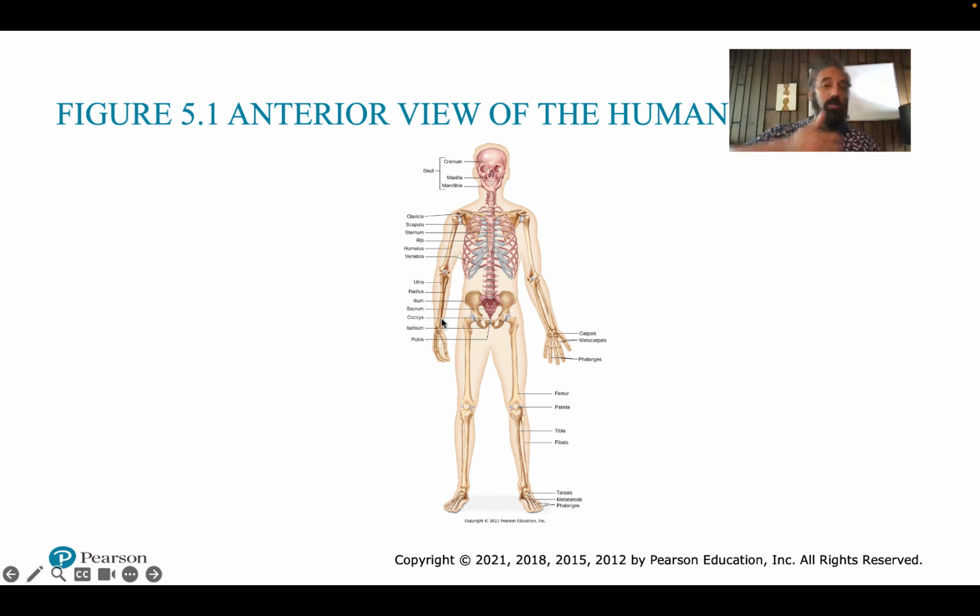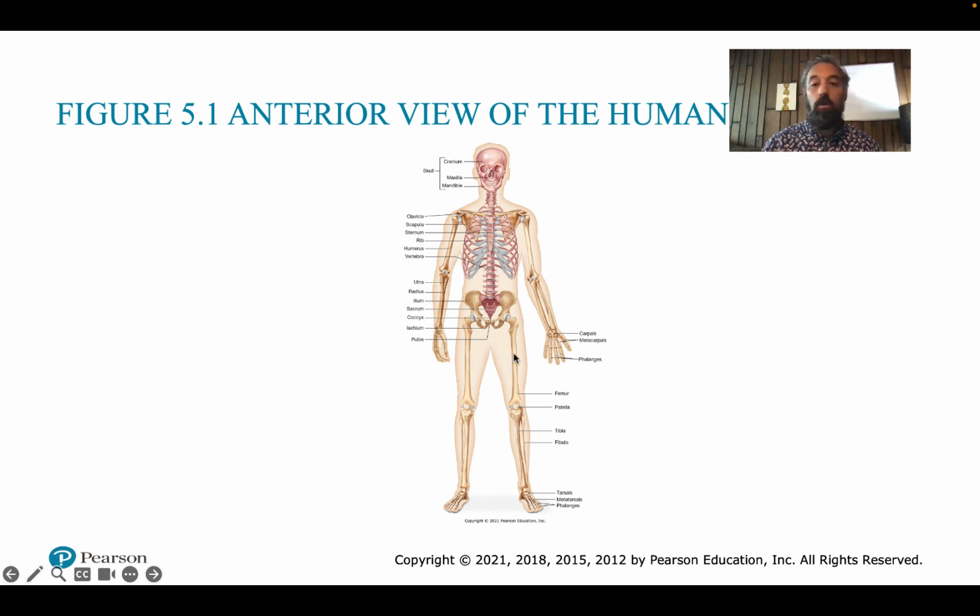radius, and ulna. Radius is closer to the thumb because it's rad. And it also rotates. That's why it's called the radius. The ulna stays in place and is at the bottom. A couple of other terms that you may need to know. It's tibia and fibula. So it's not tibula and fibia, it's tibia and fibula.